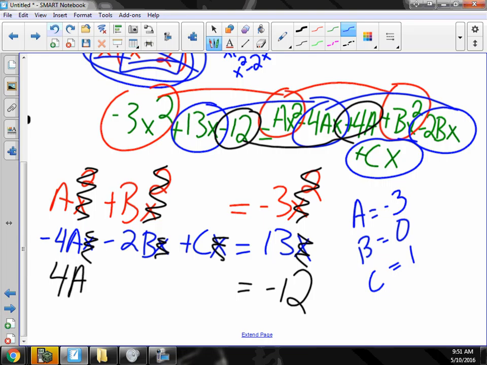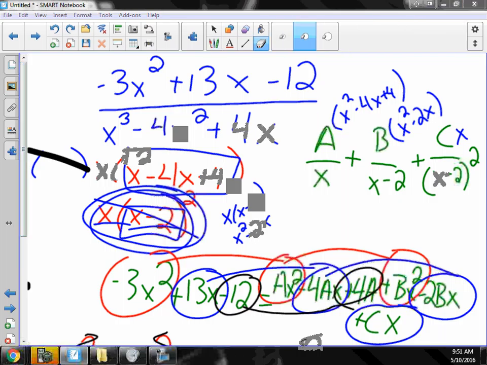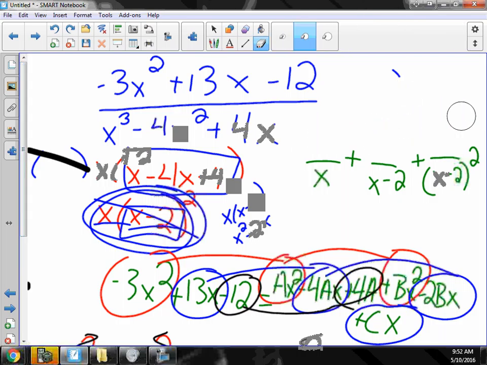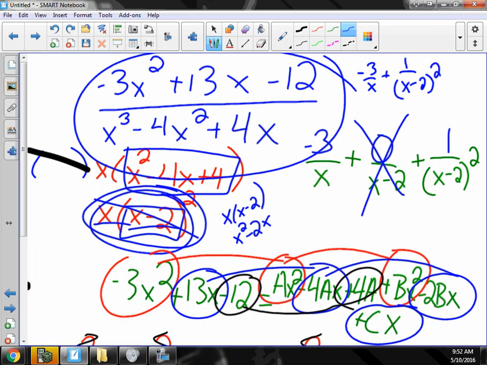Okay, so then I go back to my partial fractions, and I replace these with the answers, which were, I don't remember. So negative 3, this is a 0, which means it didn't even happen. We can get rid of it. And then 1. So negative 3 over x plus 1 over x minus 2 squared is equal to the original fraction. Is that so much fun?